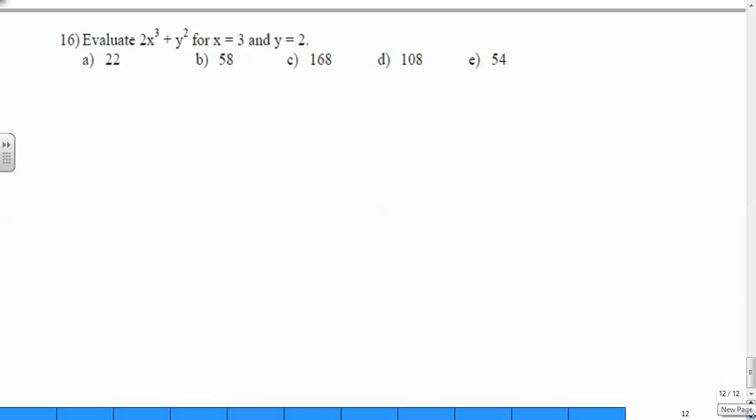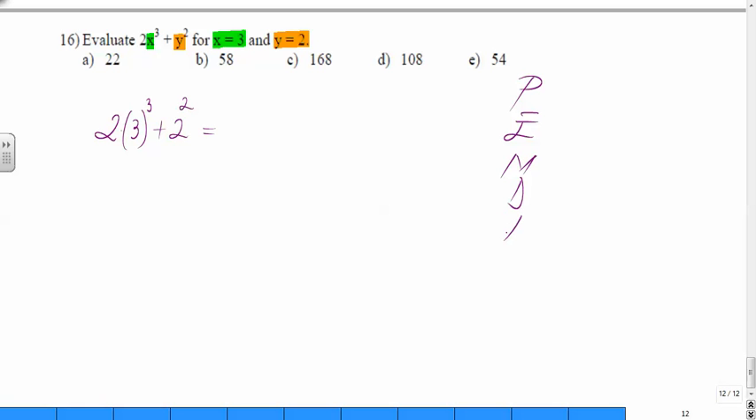Easy. One more. Evaluate 2x cubed plus y squared for x equals 3 and y equals 2. Well, no problem. No problemo, right? X is 3. And let's use a different color for my y because that y will be substituted by 2. Your expression becomes 2 times x cubed, x to the third power, plus y squared, 2 to the second power. PEMDAS.